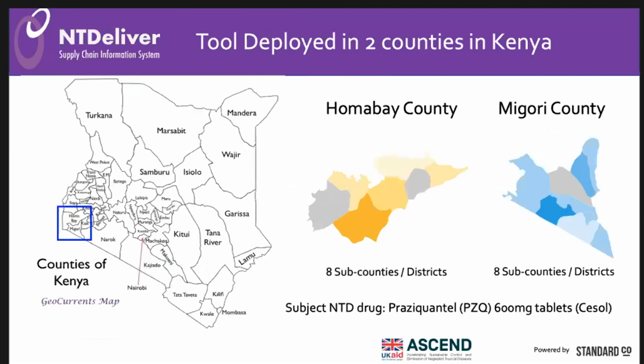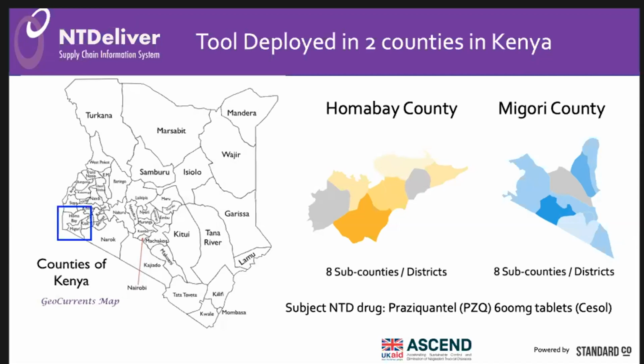We really deployed this tool in 2 counties in Kenya. Kenya has about 47 counties. Those 2 counties are in the western part of Kenya, the blue area there, which has been shown in a square. And these are Homa Bay and Migori counties. Each of these counties has 8 sub-counties. And a sub-county, really, is a district. Maybe that's another name for it.